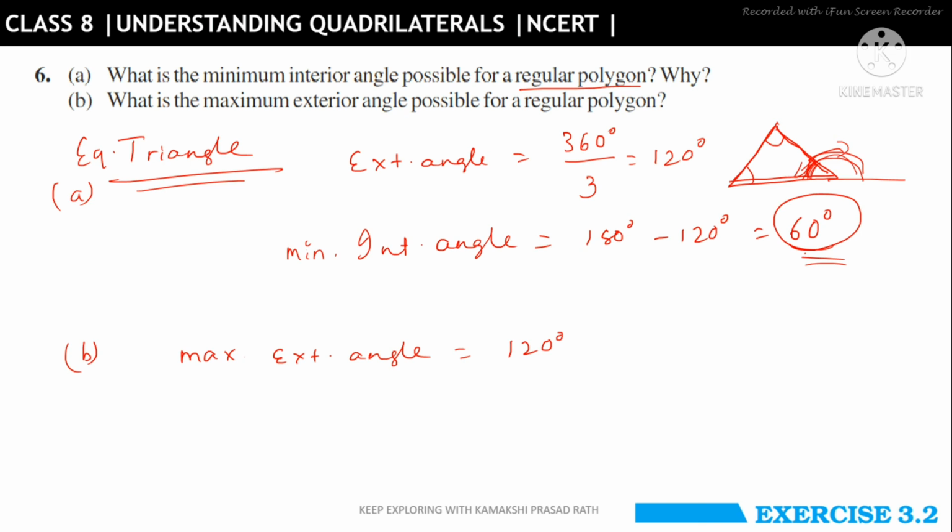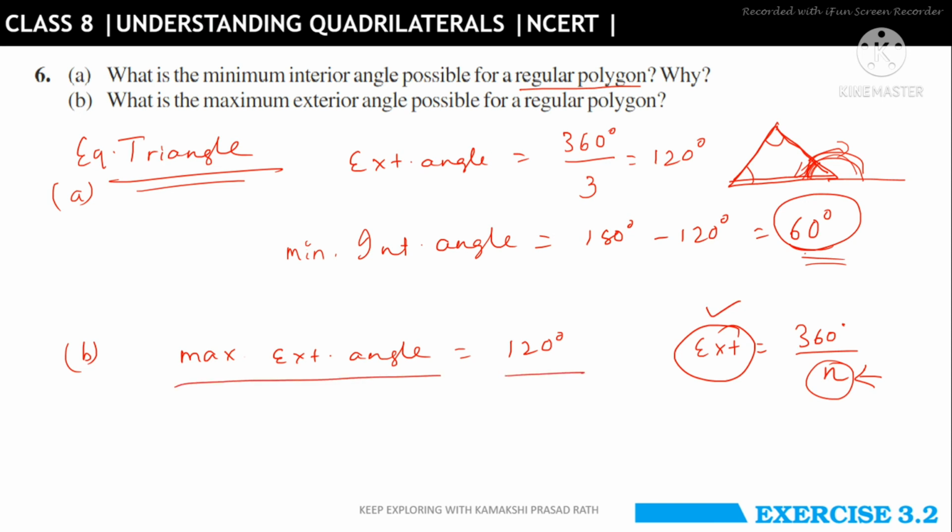Or else we know that the exterior angle equals 360 degrees by the number of sides n. So we want the maximum. If this is the maximum, n should be the minimum. As n keeps on decreasing, the exterior angle keeps on increasing. So hence the maximum exterior angle possible is 120 degrees, and it is for the equilateral triangle.